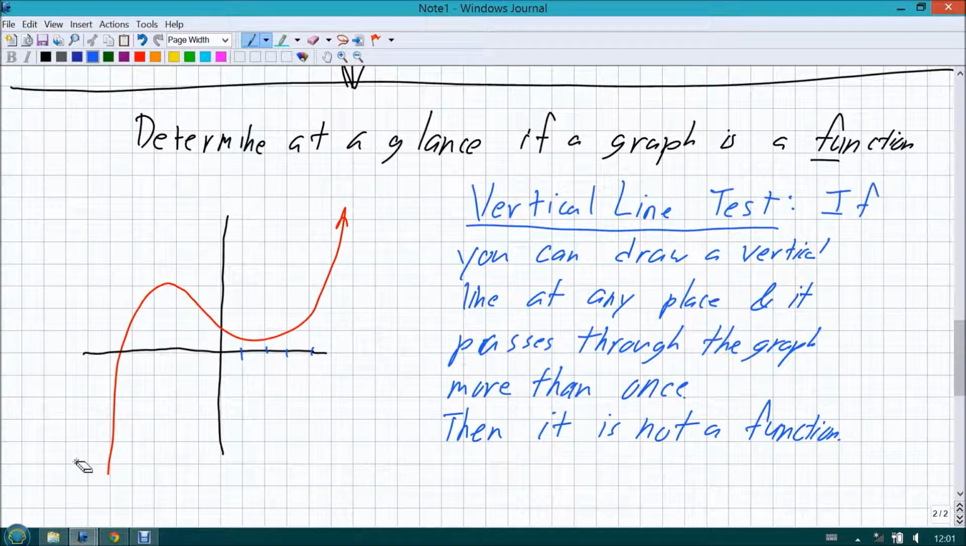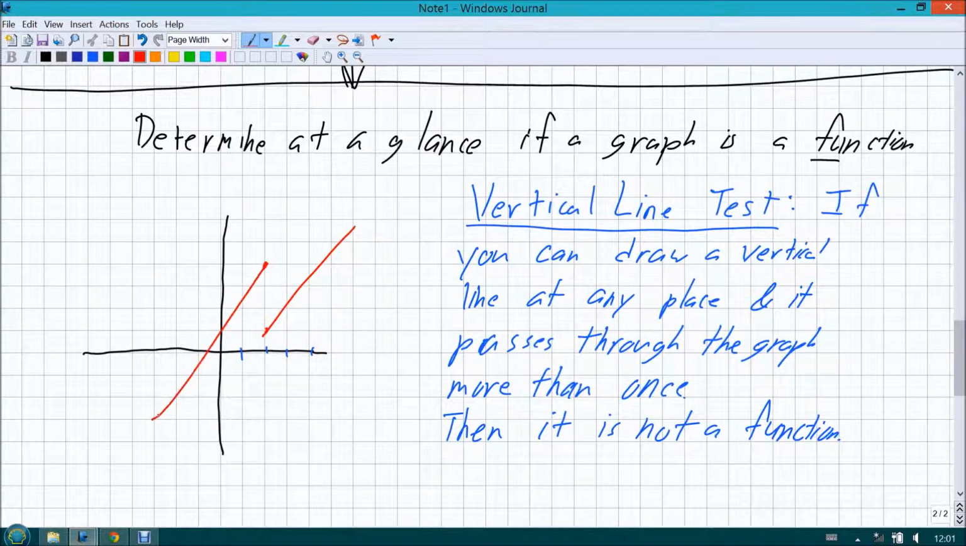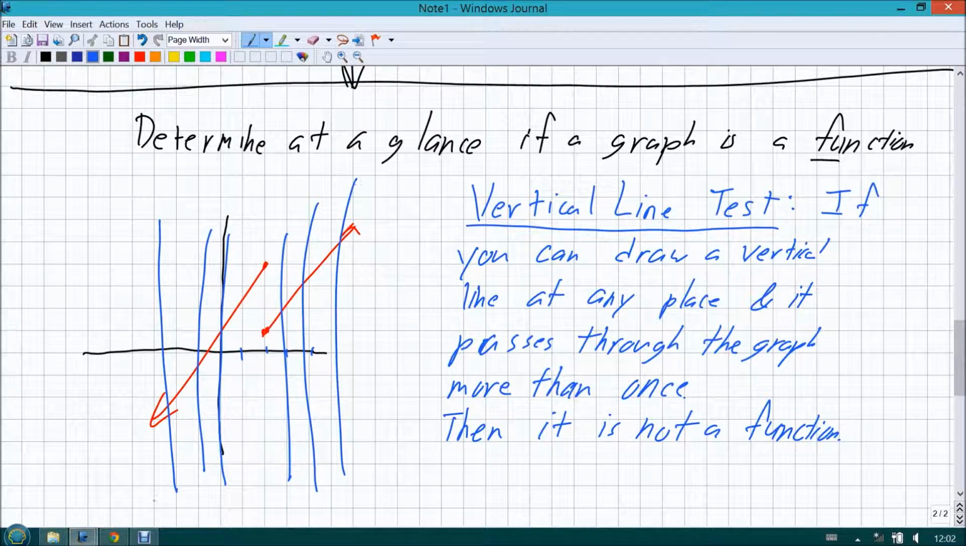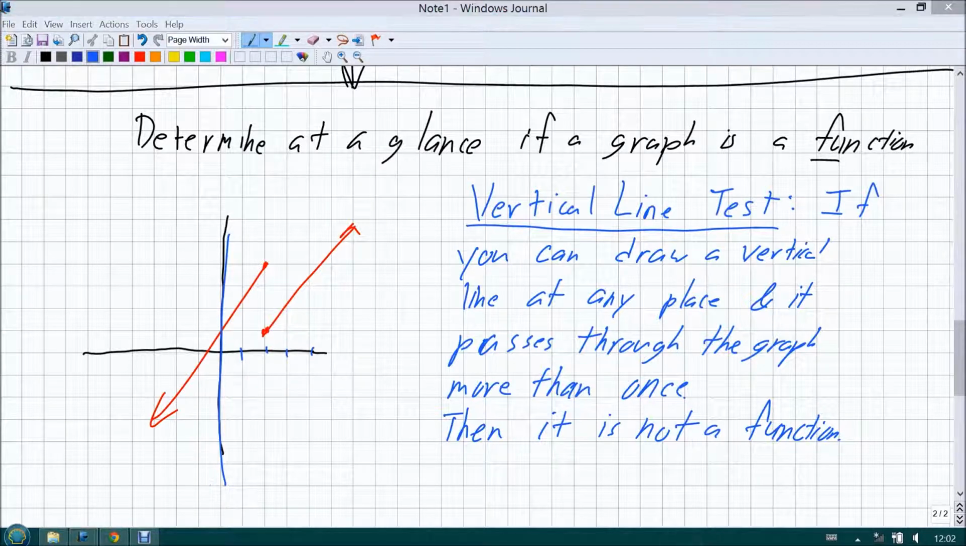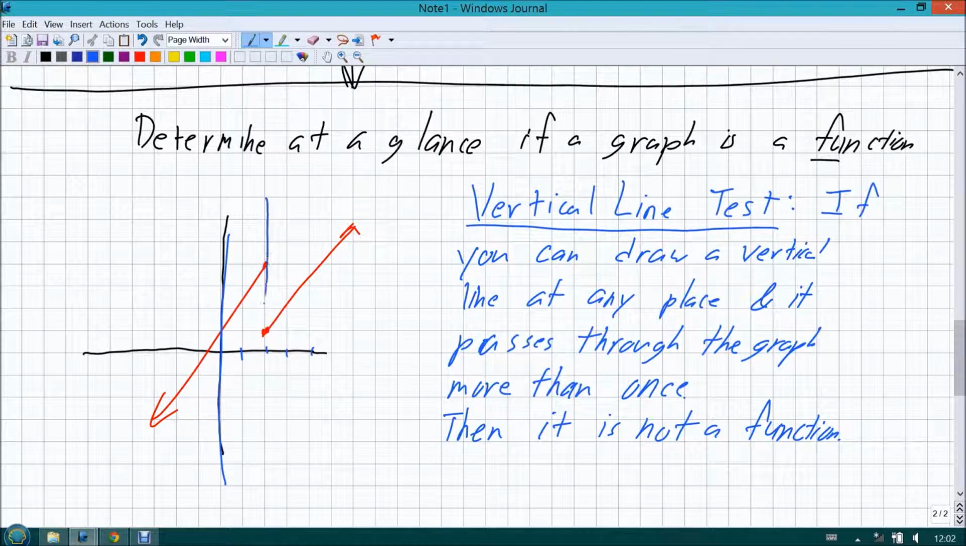All right, now let's erase this graph and let's put a different one. Let's say that this is my graph. Is this graph a function? Well, drawing the VLT over here says, yeah, it is. Drawing the VLT over here, yep, still a function. But what if I draw one right here? How many times does it pass through the graph? Oh, there's one. There's two. Is it a function? Well, it says at any point, right? We found a place that we can, so it must not be a function. This is not a function. So, no, not a function.